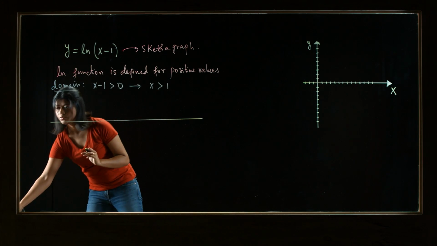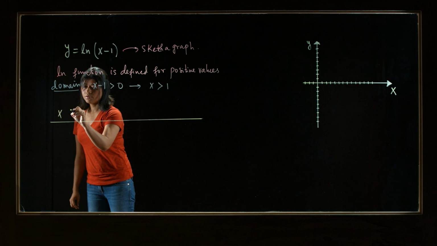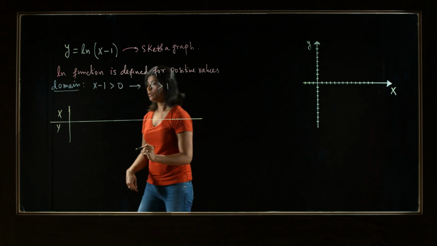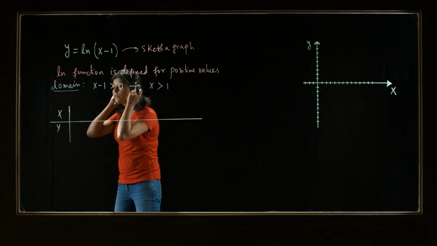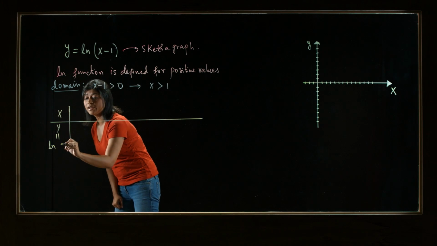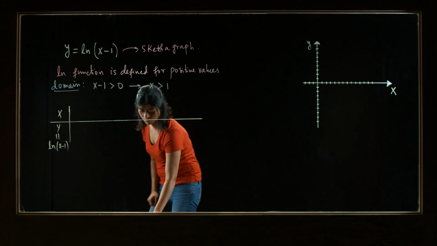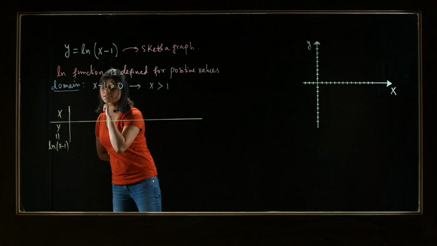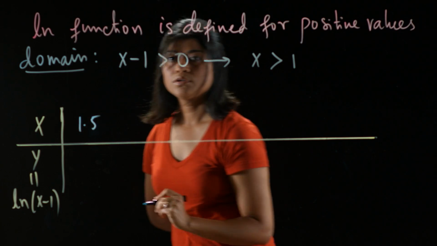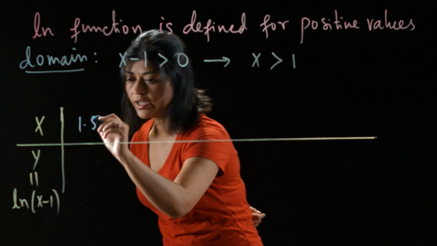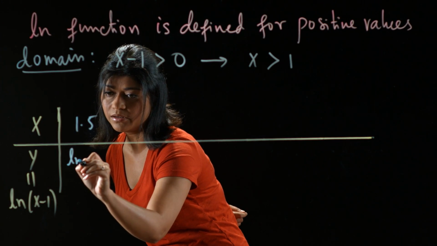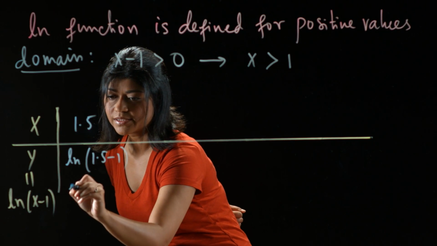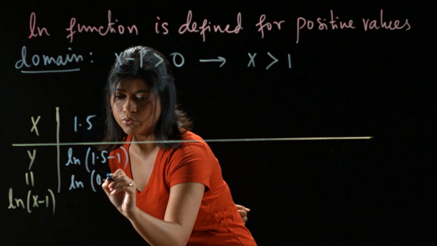Right. So, we have x here and we'll plug in x and we'll find out what y is. Notice y is ln of x minus 1. So, let's choose some values greater than 1. Let's say start with 1.5. So, how do we figure out this value? Well, plug in 1.5 for x. So, we get ln of 1.5 minus 1, and that's ln of 0.5.